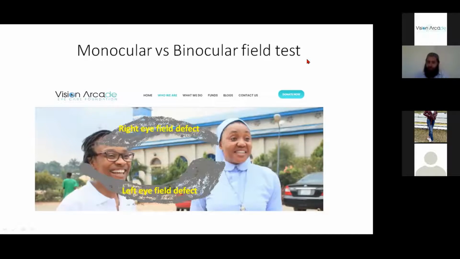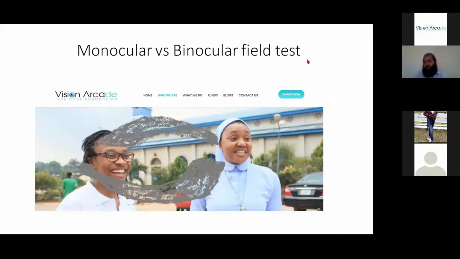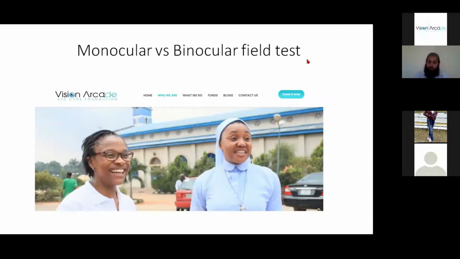For example, in this case, we have a left field defect at the bottom and a right field defect on the top. If I remove, for example, the right eye, this is a monocular view with the left eye, and this is the visual field defect that the patient would see. Whereas with the right eye, they would see just the top part. So now, if we do it binocularly, what would you expect? Would you expect that the patient's view would be this, or would it be like this?